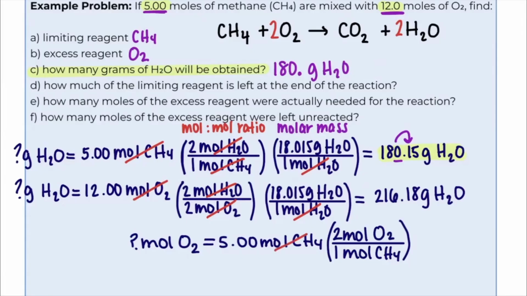So 5 times 2, that gives us 10. We needed 10.0 moles of oxygen gas. And again, I say 10.0 because we need to report with three significant figures.